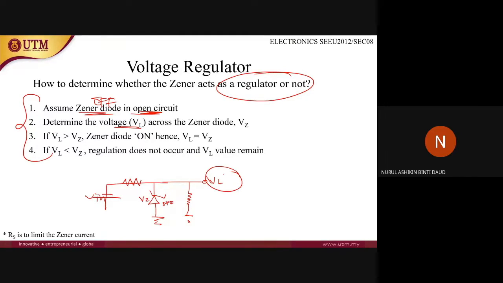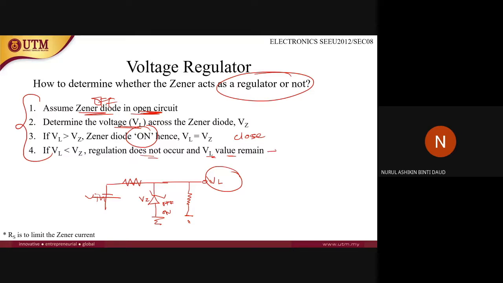If the VL is bigger than VZ, usually VZ is given to you, then the Zener diode is on, and the circuit is closed. But if the VL is lesser than VZ, there is no regulation happening, so VL will remain its value, and the Zener is off.